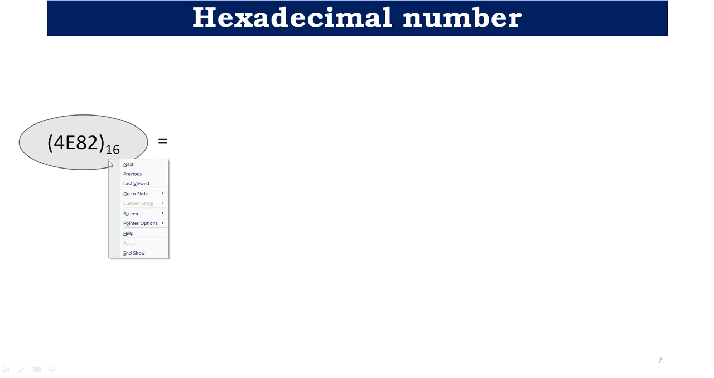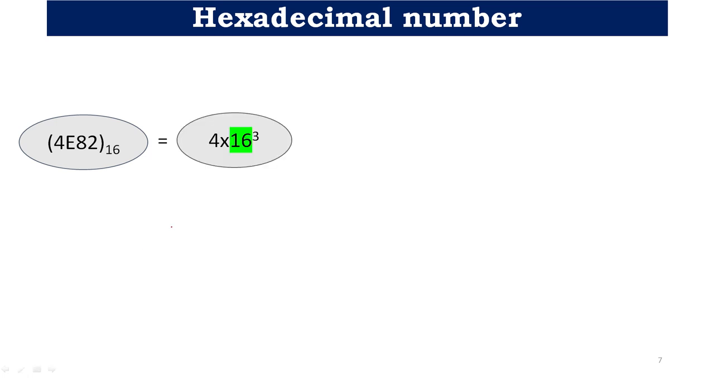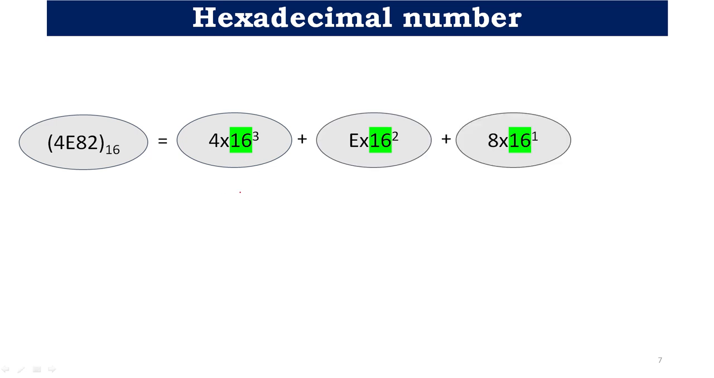Let us take an example hexadecimal number and try to understand how to get the value of it. The hexadecimal number that we have is 4E82. Here the subscript 16 indicates that it is the hexadecimal number. And the weightage of 4 is 16 power 3, the weightage of E is 16 power 2, the weightage of digit 8 is 16 power 1, and the weightage of 2 is 16 power 0.